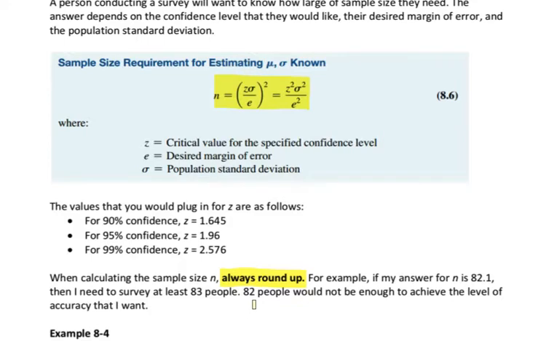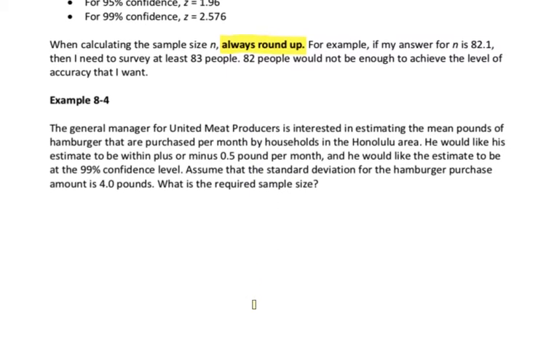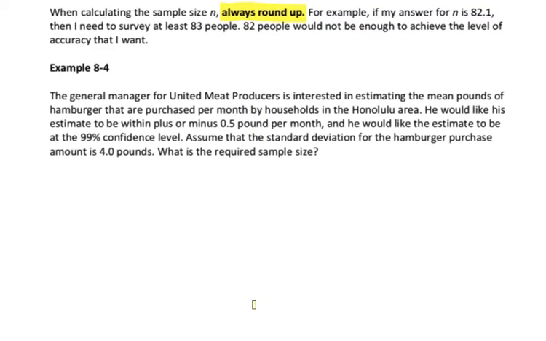So let's do example 8.4. The general manager for United Meat Producers is interested in estimating the mean pounds of hamburger that are purchased per month by households in the Honolulu area. He would like his estimate to be within plus or minus 0.5 pounds per month. So this is our margin of error here. Often it's going to be given to you as a plus or minus, but that's the margin of error, or E.